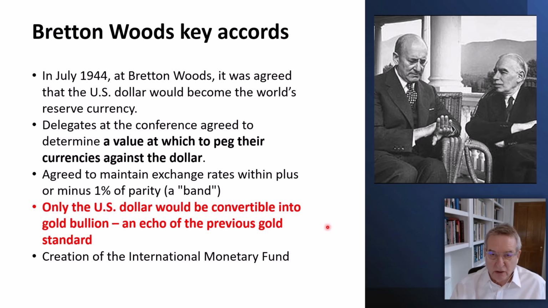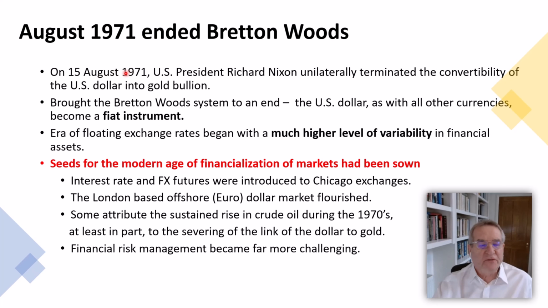On August 15th, 1971, the President of the United States at the time, Richard Nixon, unilaterally decided to terminate the convertibility of the dollar into gold bullion, which you recall from the previous slide. This brought the Bretton Woods system to an end.